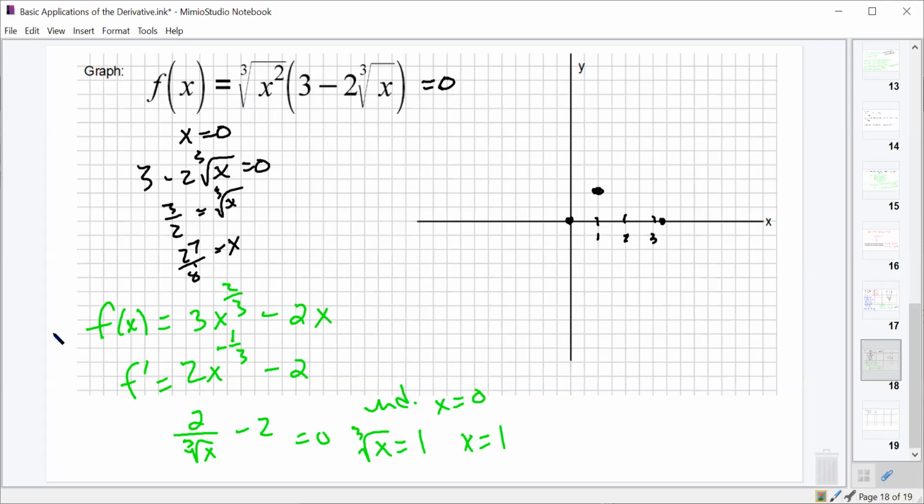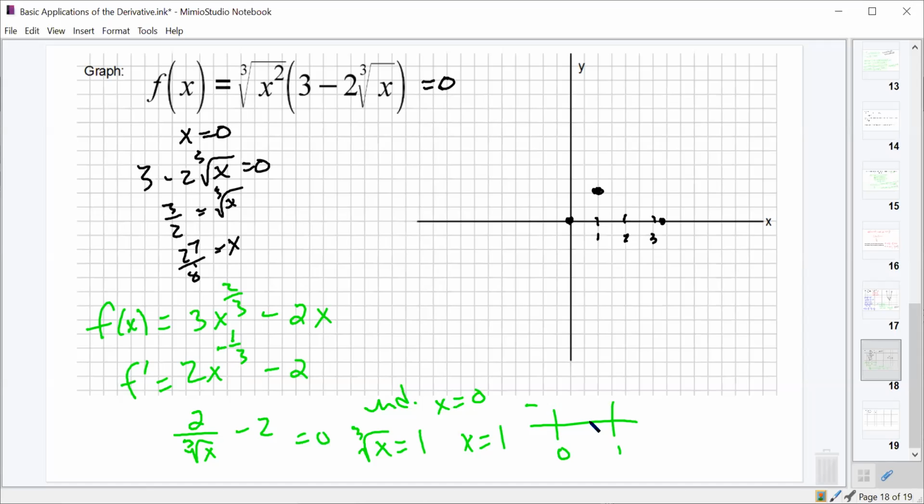And then lastly, actually, we'll do our sign chart first, sorry. So using our sign chart, we'll put on 0 and 1. A negative number in here is going to turn our first derivative into a negative value, because the 2 divided by the cube root of x is going to be a negative, minus a negative will still be negative.